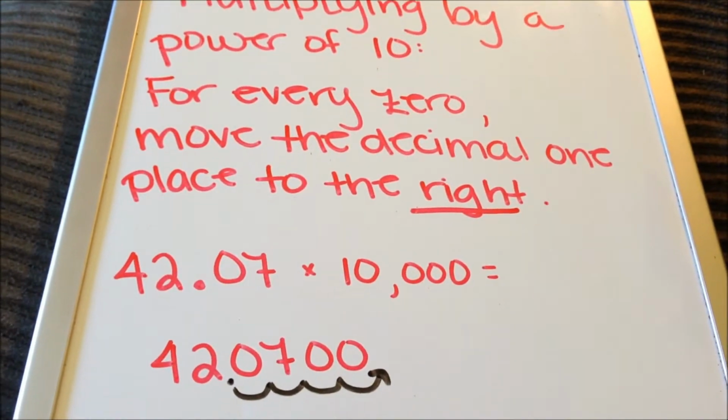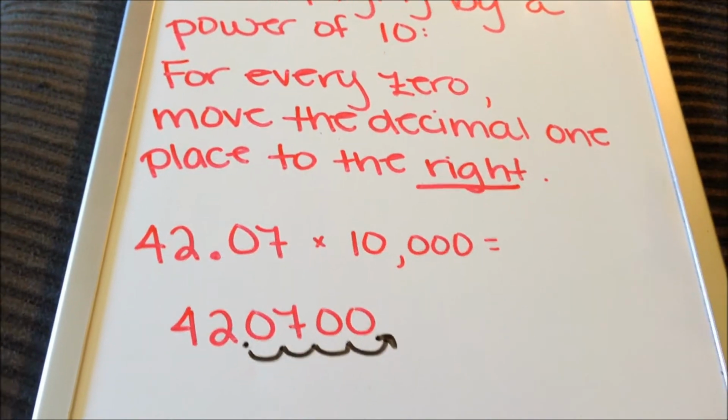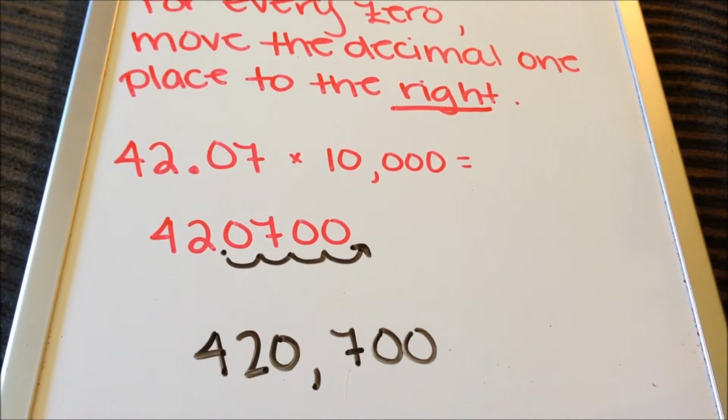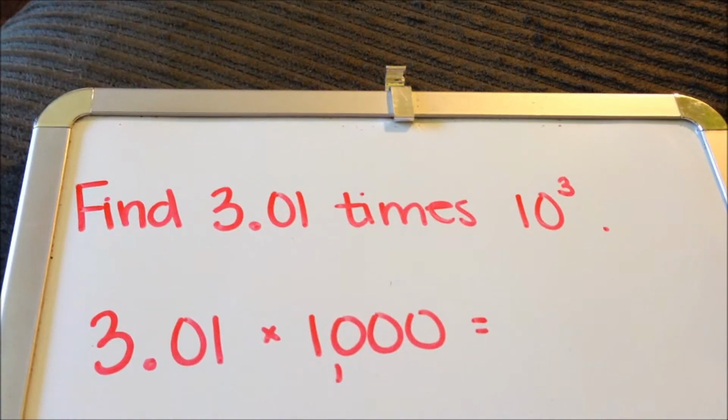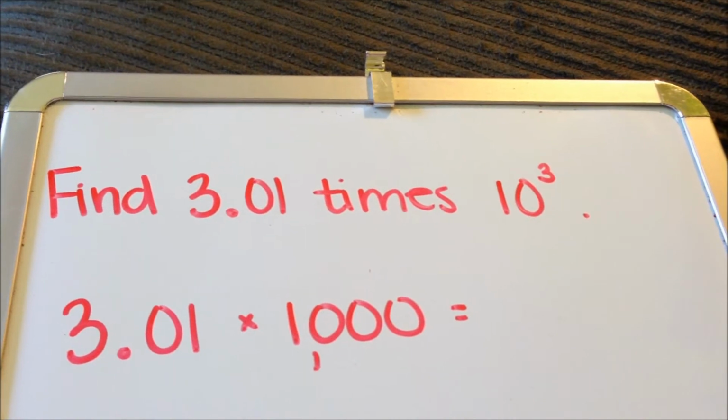So you'll see that here. We move it 4 places to the right, and our new number is 420,700. Let's try one more example involving powers of 10.